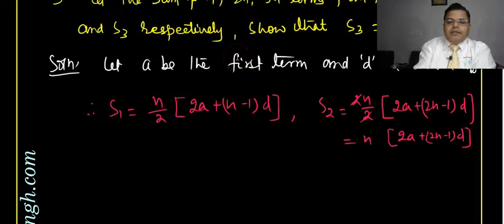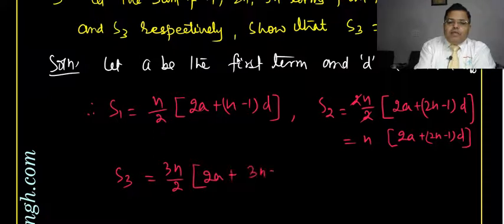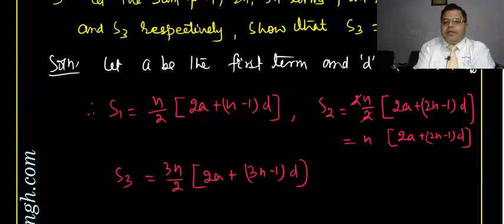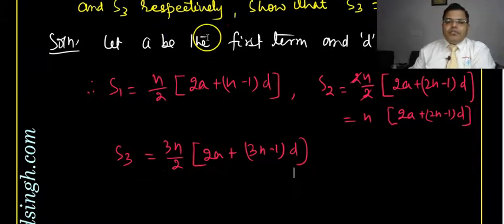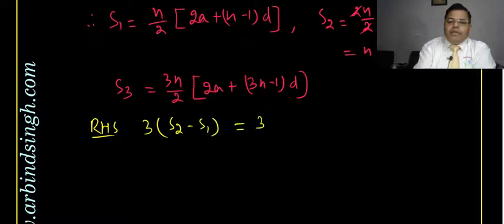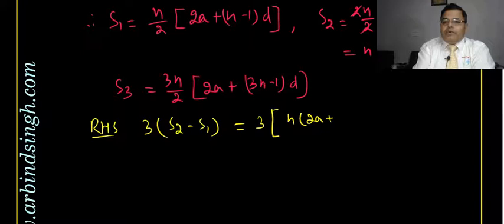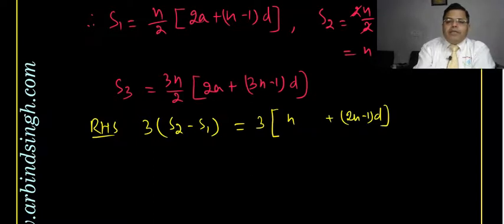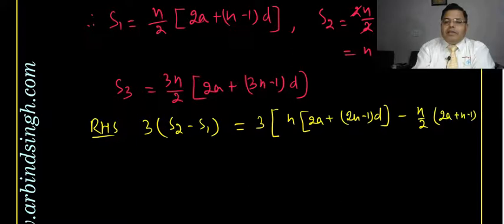S3 is equal to the sum of the first 3n terms. S3 is equal to 3n by 2 into (2a plus (3n minus 1) into d). This is what is given. Now the RHS is 3 times (S2 minus S1). S2 is n into (2a plus (2n minus 1) into d), and S1 is nothing else but n by 2 into (2a plus (n minus 1) into d).